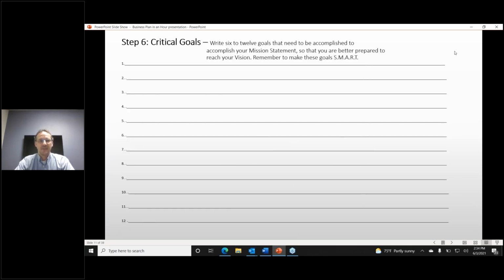The sixth step is to come up with those critical goals. Write 6 to 12 goals that need to be accomplished to accomplish your mission statement so that you can be better prepared to reach your vision. And remember to make them SMART goals.